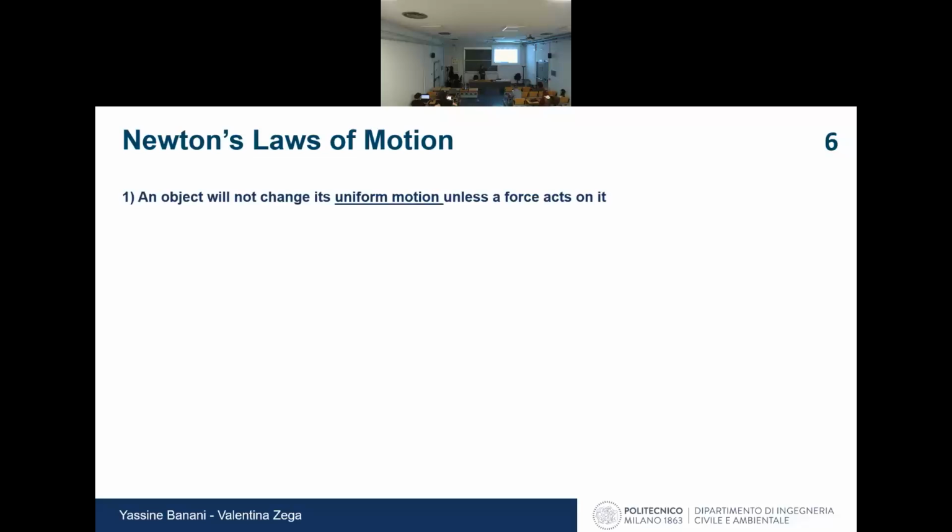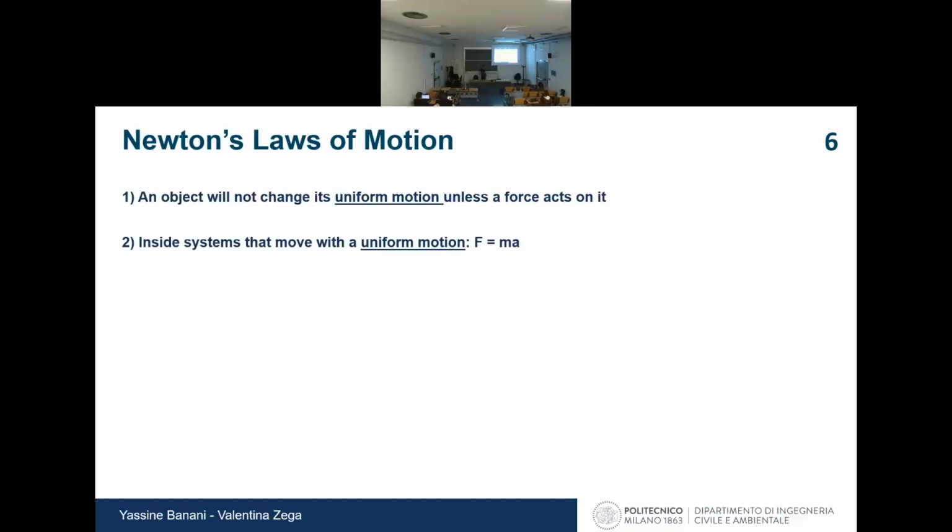We know that from the first law, an object will not change its uniform motion unless a force acts on it. Uniform motion means constant velocity on a straight line. From the second one, we know that we don't have uniform motion only if we have external forces. And acceleration has to respect this law. So it's proportional to the mass and to the external forces.